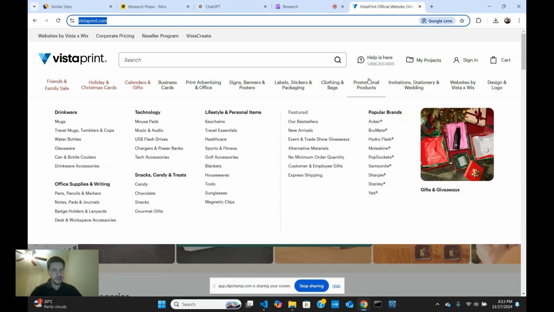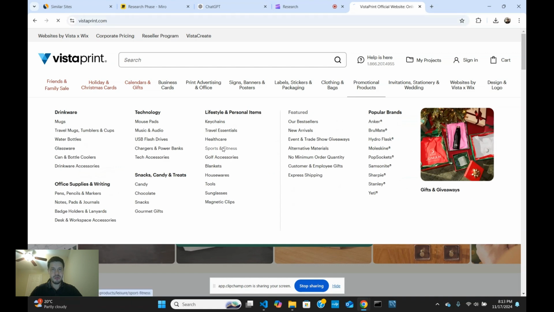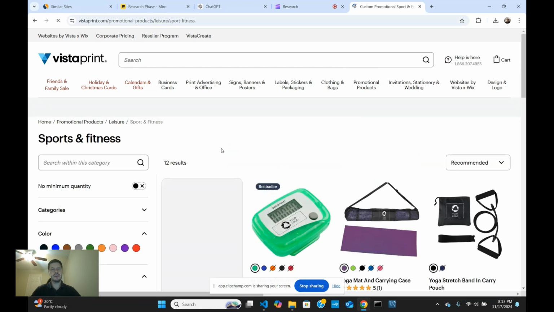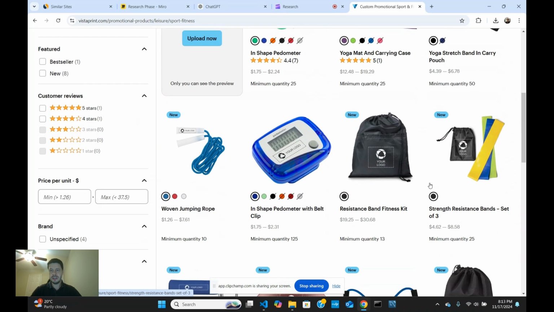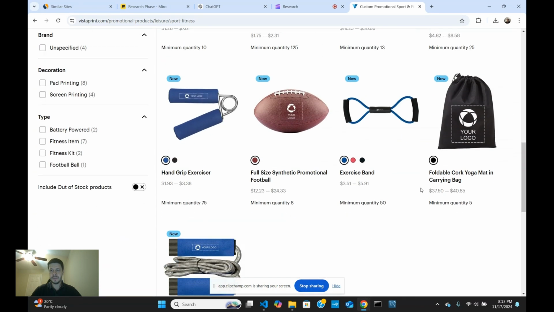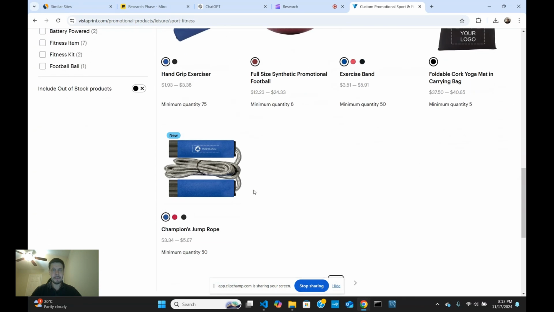Interesting. They have sports here as well. They have snacks, candy, treats. Let me see what this is. Just got curious because I like sports. All right, so they have a yoga mat, yoga trash. Mm, they have a carrying bag.